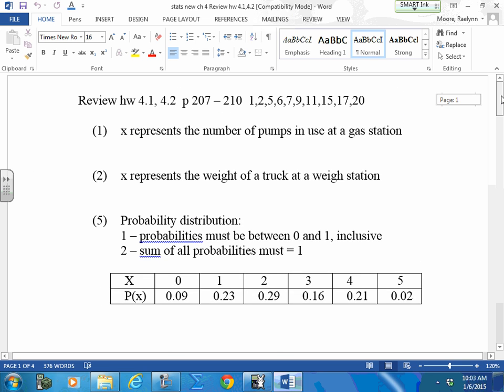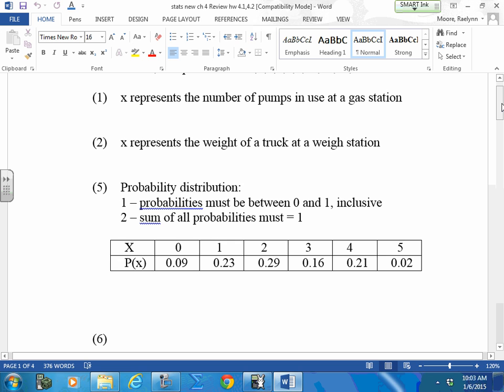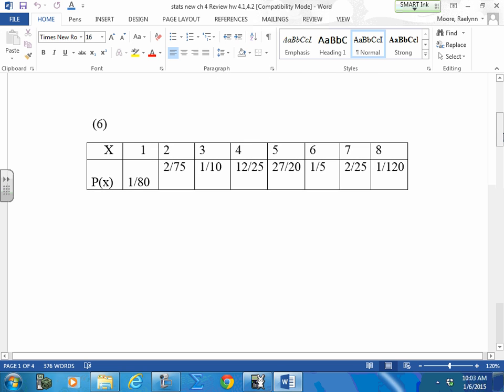Oh, I'm sorry. It is from your book. So it's on page 225. So take a look at number 6, and tell me if this is a probability distribution. Aaron said no. What do you see, Aaron?